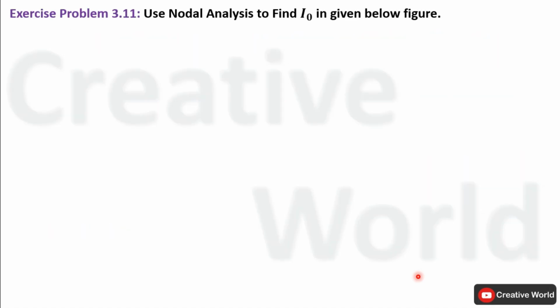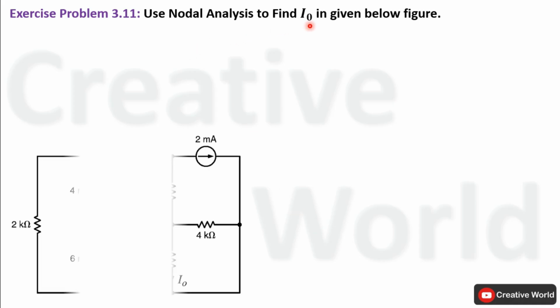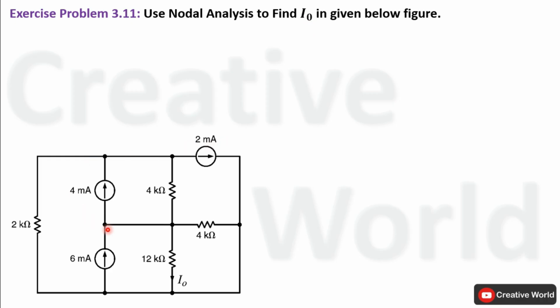Exercise problem number 3.11. Use nodal analysis to find current I0 in the figure given below. This is the circuit diagram of the given problem. Inside this network we have to find the value of current through this branch labeled as I0, and we have to adopt the nodal analysis technique. So without wasting time, let's proceed towards the solution of the network.